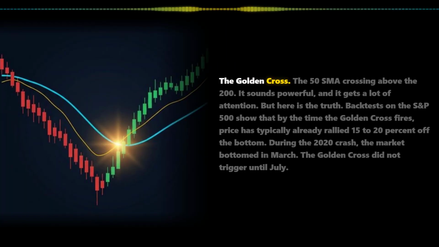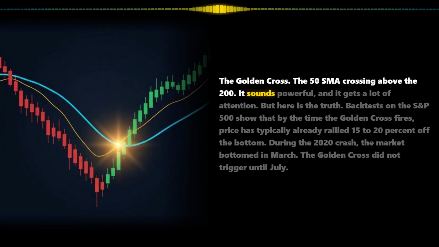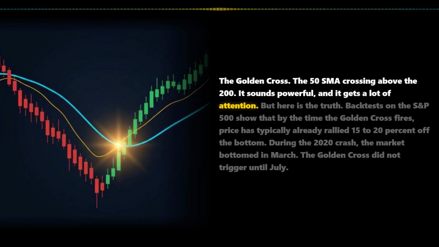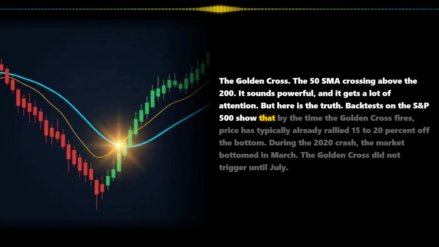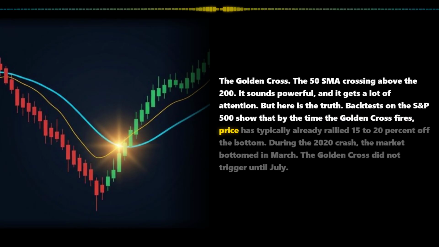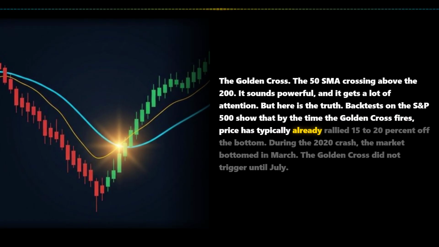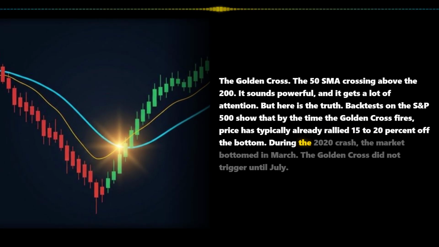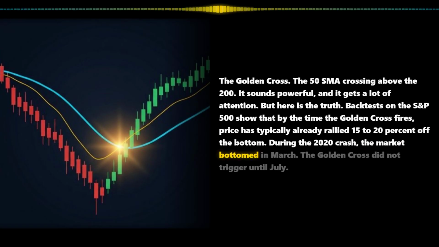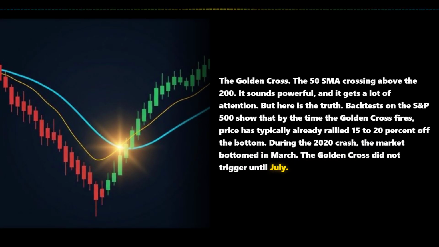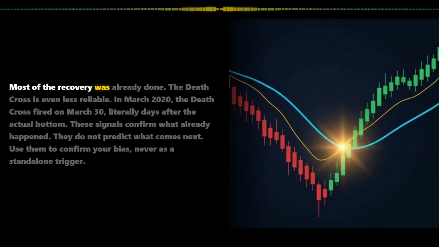The golden cross. The 50 SMA crossing above the 200. It sounds powerful, and it gets a lot of attention. But here is the truth. Backtests on the S&P 500 show that by the time the golden cross fires, price has typically already rallied 15 to 20% off the bottom. During the 2020 crash, the market bottomed in March. The golden cross did not trigger until July. Most of the recovery was already done.